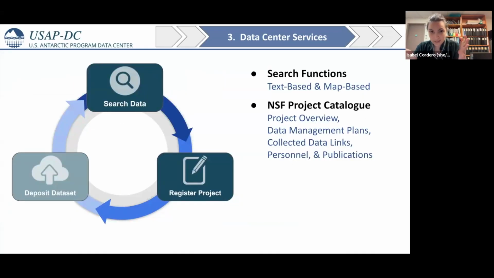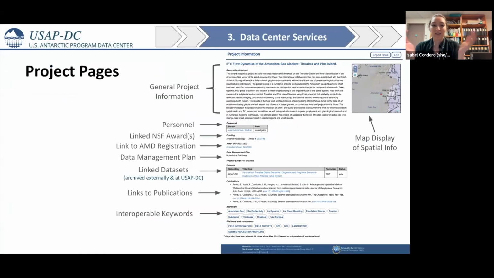The NSF project page and the NSF project catalog is pretty much a catch-all for everything you need to know about a project. It contains a description, an abstract, and a list of personnel. We register it with the AMD. We can host your data management plan, all of your linked data sets, links to publications, interoperable keywords, and this map info in the top right, which you can add manually, that feeds into the map-based search function.